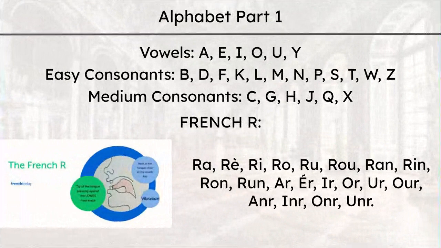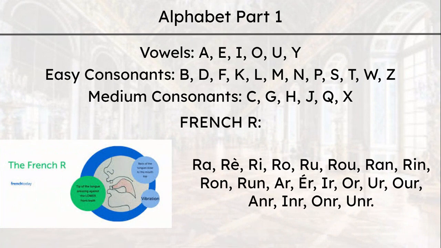A, E, I, O, U, Y. Those are pretty similar in English. Then the next consonants are also the same as in English, so B, D, F, K, L, M, N, P, S, T, W, Z. Then these ones are kind of similar in English, kind of different.